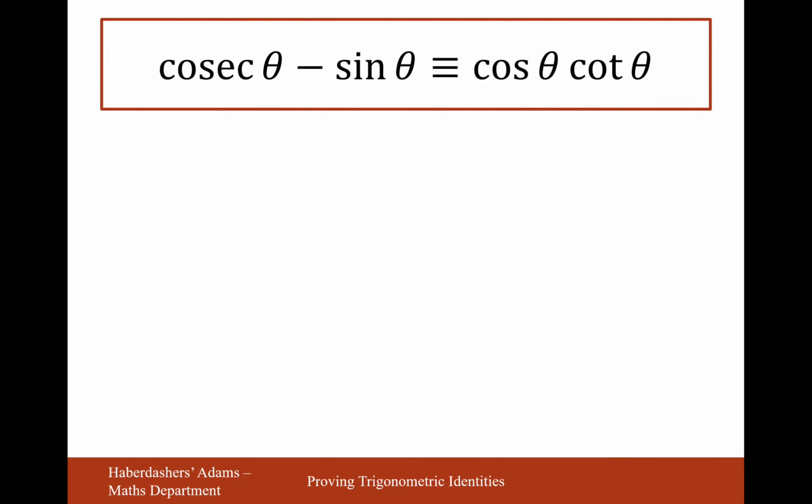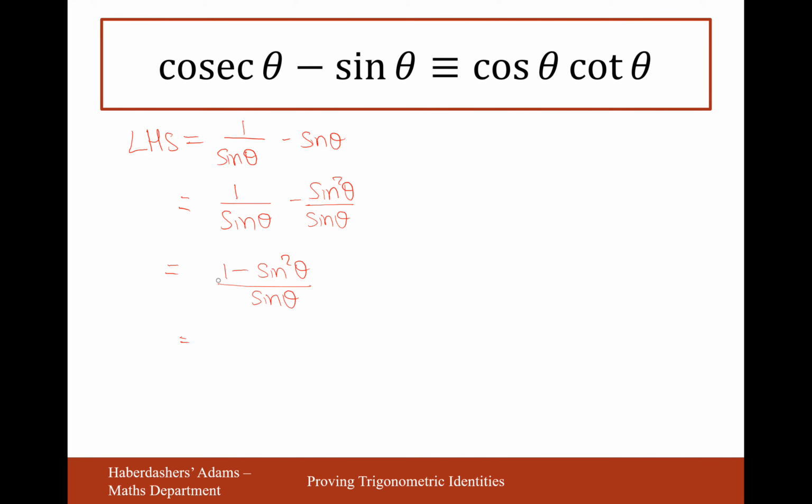Right then, let's get started on this one. We've got cosec theta minus sine theta is identical to cos theta cot theta. So let's start with the left hand side. Left hand side gives us 1 over sine theta minus sine theta. So what can we do here? Well, I suppose we could subtract the two fractions by creating common denominators. That's going to be 1 over sine minus sine squared over sine. Now subtract the numerators because we've got a common denominator.